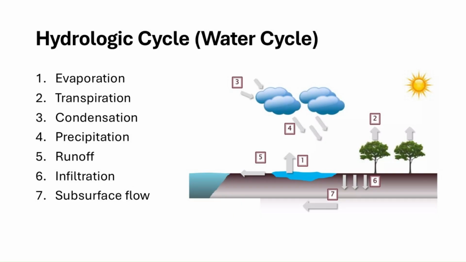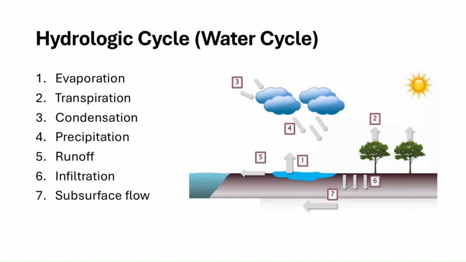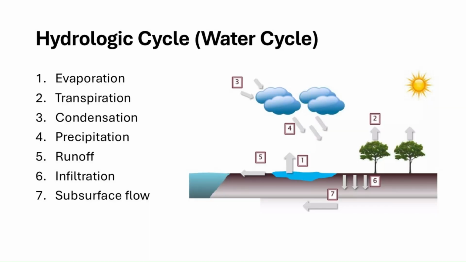Sixth step is infiltration. When the water is flowing on the surface or is stored somewhere, it will infiltrate inside the soil. Seventh process is subsurface flow. Once infiltration has happened, water will be flowing inside the earth. For example, capillary movement of water might be there, or water is flowing in the aquifers. So there are total 7 steps: evaporation, transpiration, condensation, precipitation, runoff, infiltration and subsurface flow.